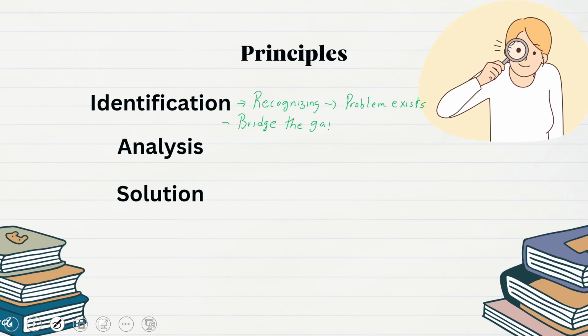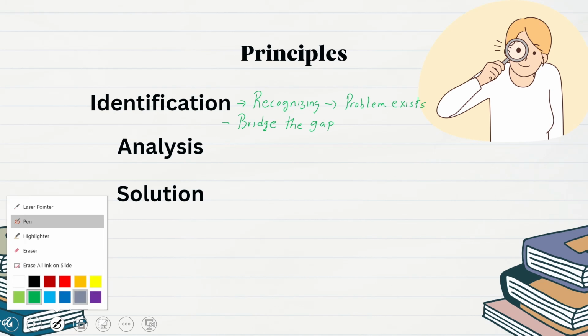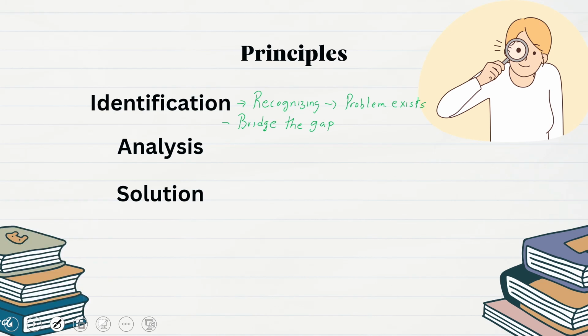So for example, a student might notice that their grades in maths have been declining. So recognizing that this is a problem is the first step in solving it. They must identify what is causing the issue, whether it is the difficulty in understanding certain concepts or whether it is ineffective study techniques, and this identification can then lead to analysis and then finding a solution.